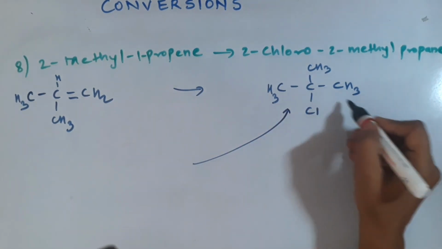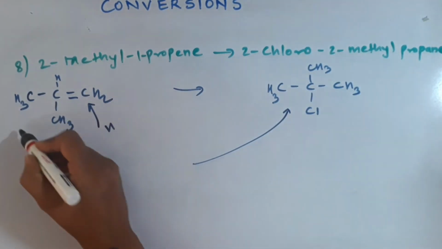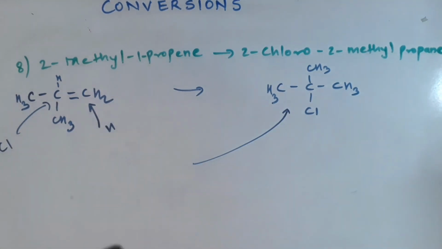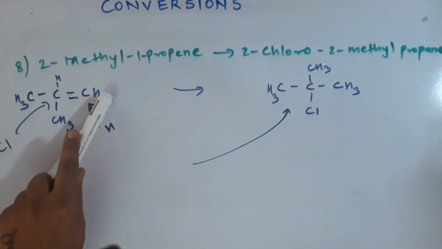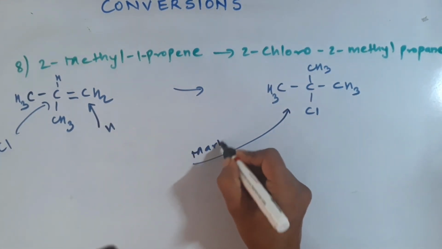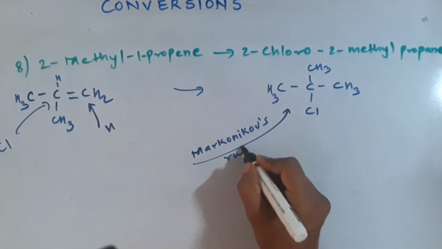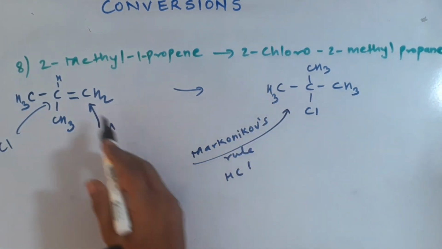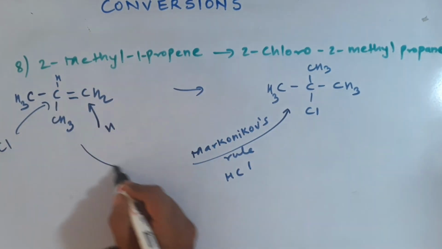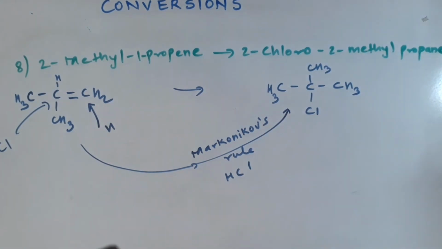Now how to add HCl? In this case the hydrogen has been added here and the chlorine has been added on this carbon atom. So what kind of rule are we using here? Hydrogen goes to the carbon which has more hydrogens. Correct, Markovnikov's rule. So we are going to use Markovnikov's rule here directly and use HCl as the reagent. Hydrogen will get attached here and chlorine will get attached at the second carbon atom. So this is the direct answer. It's not a difficult question.